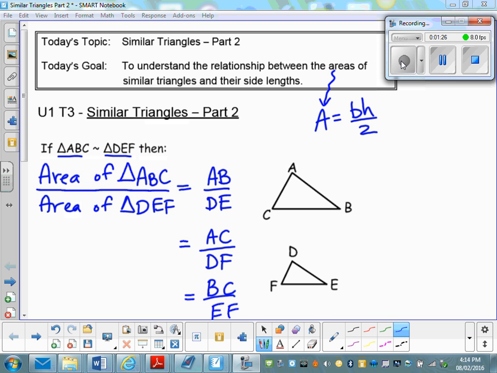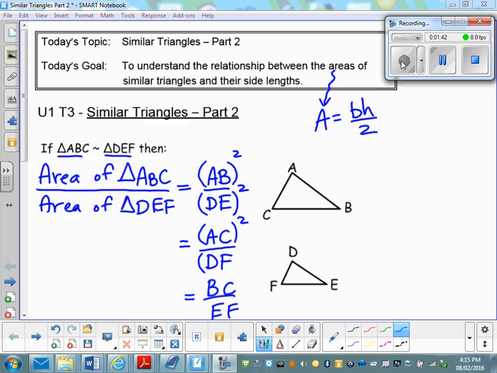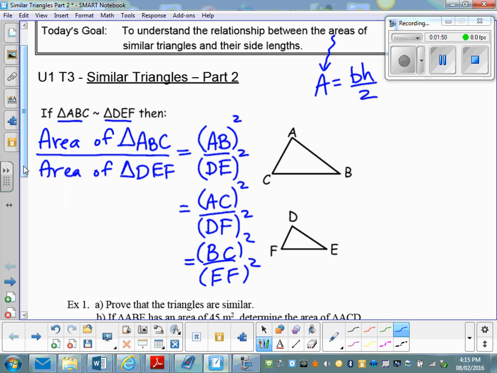Now, we know that these ratios are all equal to each other, the side lengths, but actually the relationship with the area is different, because if we're talking about how it relates to the ratio of the areas, then these sides are squared in this ratio. Okay, so that's what's the deal here.